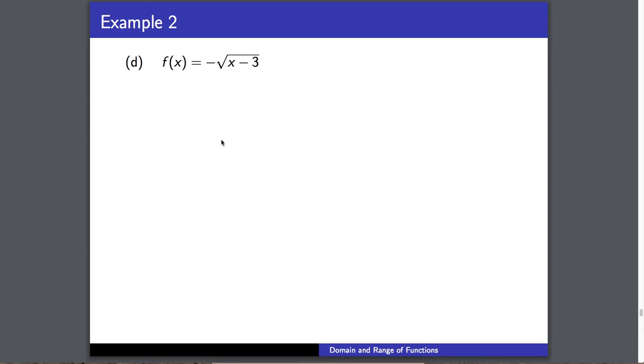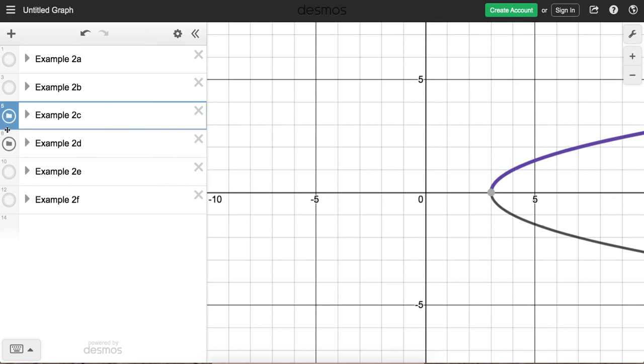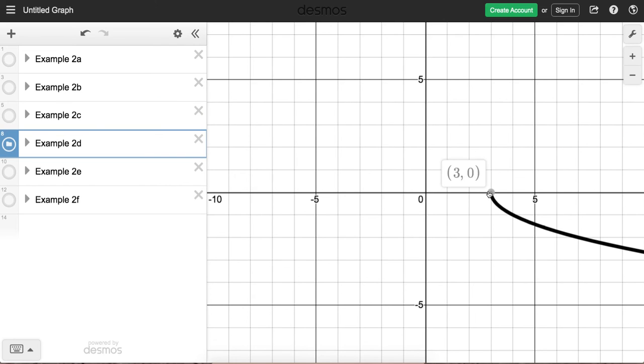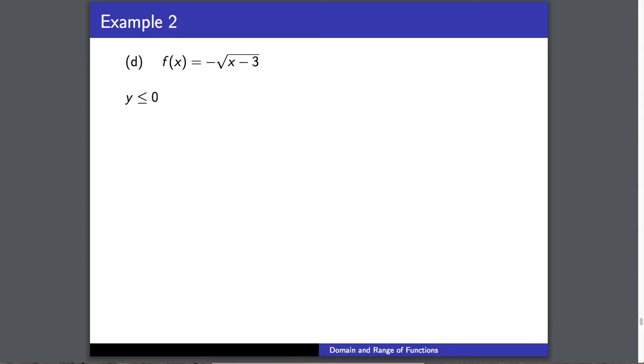Part D, let's do negative square root of x minus 3. And as we talked about with transforming functions, this is going to flip our graph over the x-axis. So here's our graph flipped over the x-axis. Now, if we look at our y values, they are 0 or lower, like negative 0.954, negative 1.844. So now if we flip it over the x-axis, our range becomes all values that are 0 or lower, or in other words, our y values have to be less than or equal to 0.